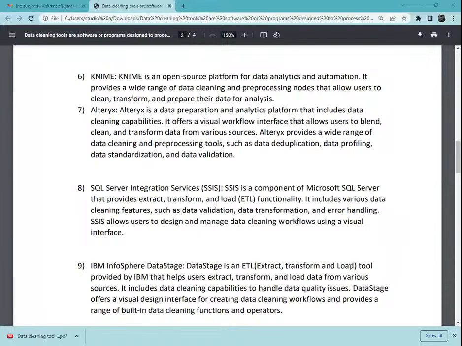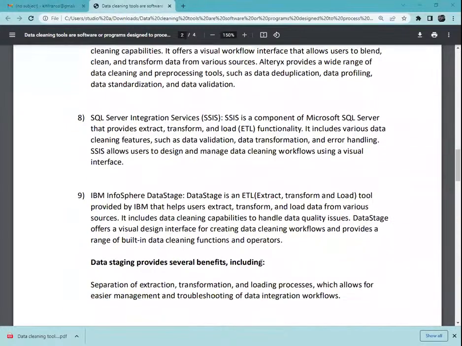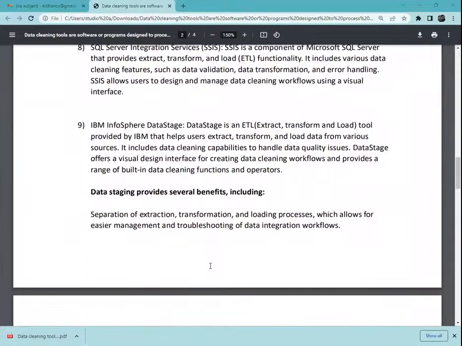It's an ETL tool. So we're being told here, DataStage offers a visual design interface for creating data cleaning workflows and provides a range of built-in data cleaning functions and operators. DataStage provides several benefits, including separation of extraction, transformation and loading processes, which allows for easier management and troubleshooting of data integration workflows.